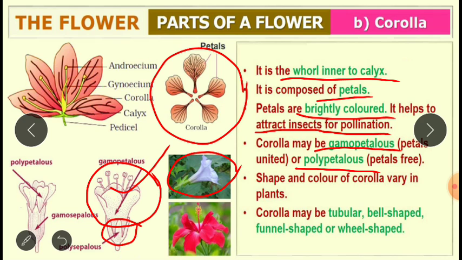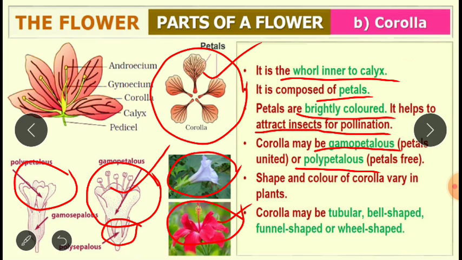The other one is going to be the polypetalous. Polypetalous means all the petals are free. So they are going to be the polypetalous. You can observe in this diagram the polypetalous. Hibiscus is the example of the polypetalous.